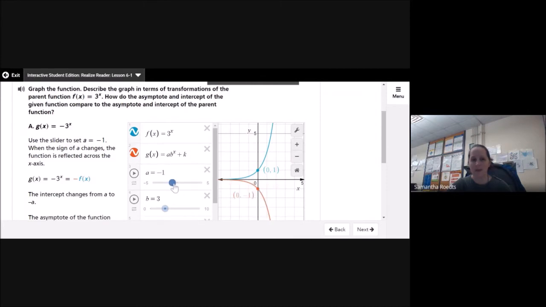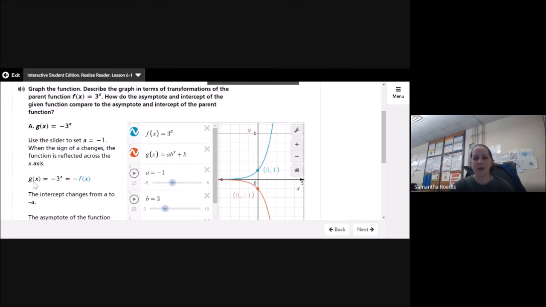Okay, so there's my slider. I can see the blue is my 3 to the x power, so g of x equals a times b to the x. A is -1, because remember we did -3 to the x. So with -1, you can see it flips the function over the x-axis. So it's a reflection. When the sign of a changes, the function is reflected across the x-axis.